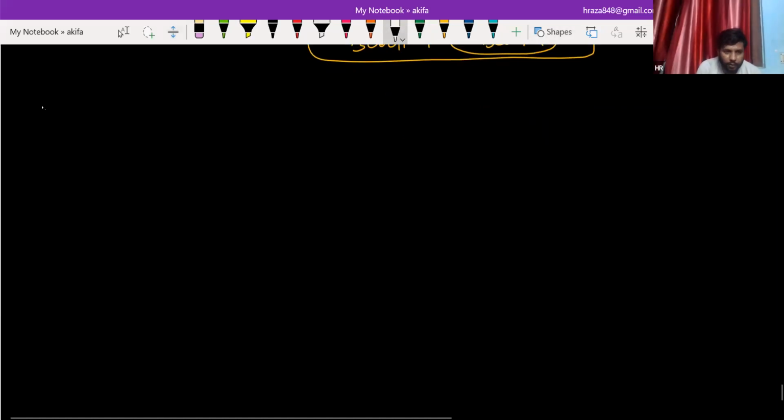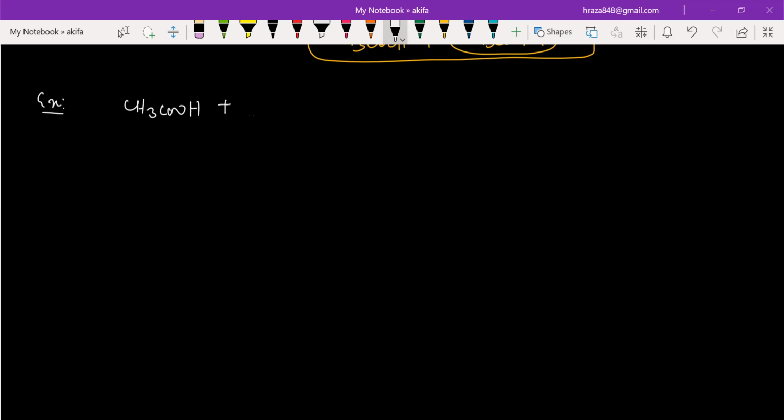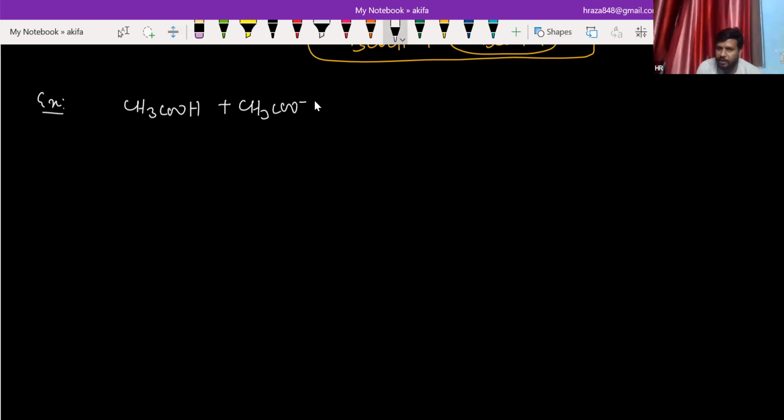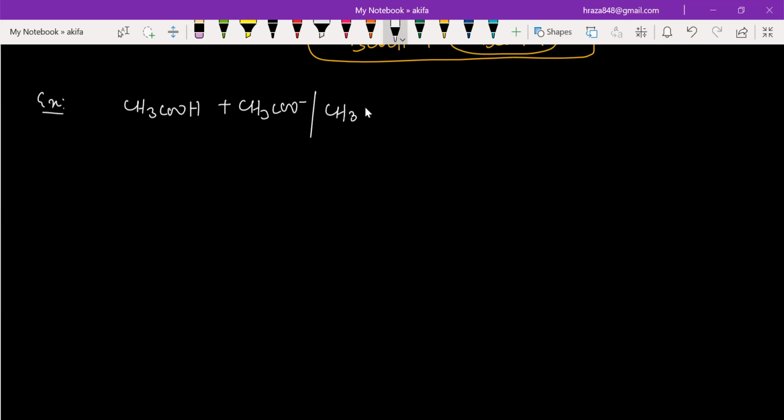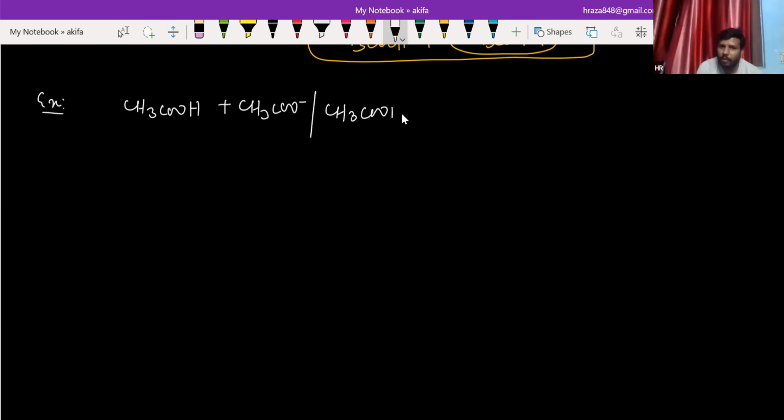We are going to take an example. Just let me know if it is right or wrong. CH3COOH. Is it a weak acid? Yes or no? Yes. And if we take its conjugate base, it will be like this. Or either we can take its salt with a strong base. So either you can mix this, it will be acidic buffer. Either you can mix this, it will be acidic buffer. This is the first example.